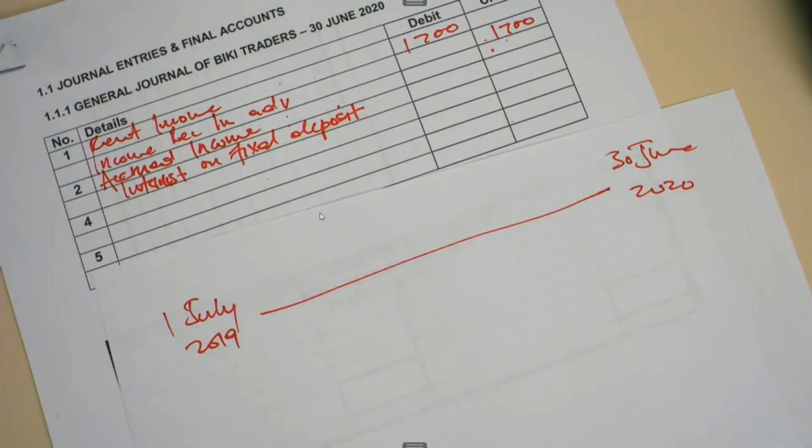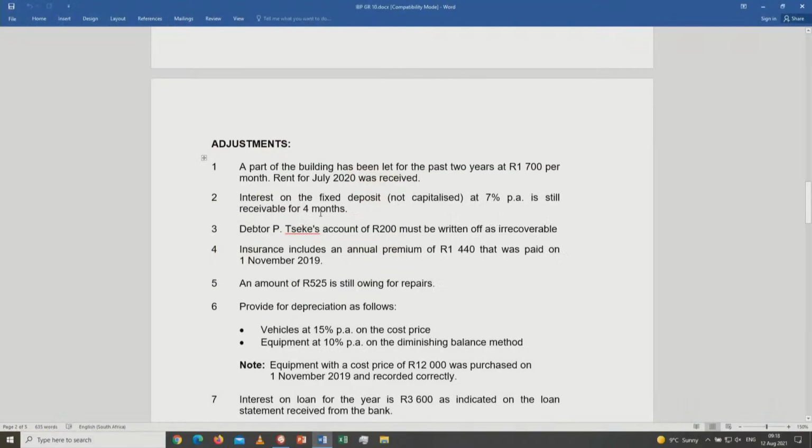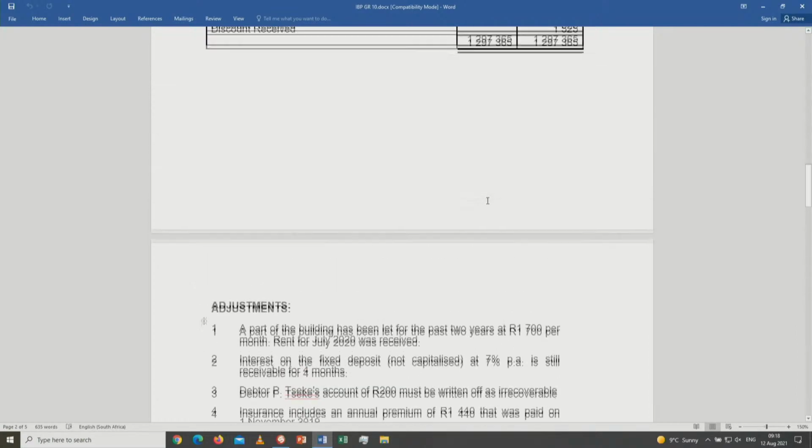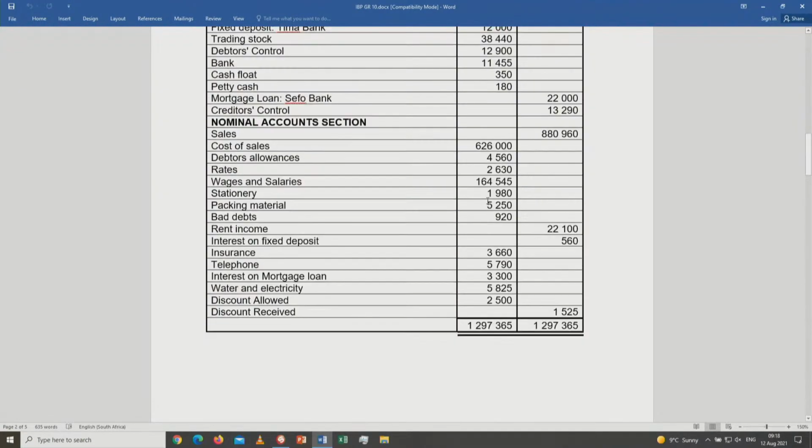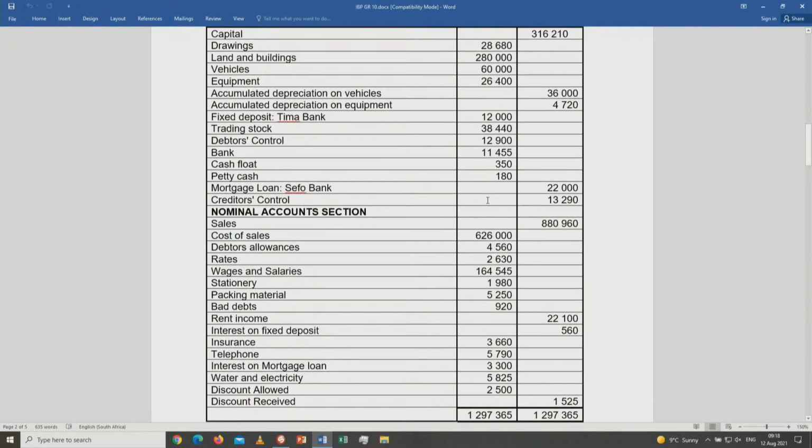Now we must calculate. Let's look at our trial balance. Remember, the interest rate is 7%. Our trial balance is there. Look at the fixed deposit. Our fixed deposit at Tima Bank is 12,000. And then we'll just multiply by 7 divided by 100, and then times 4 divided by 12.